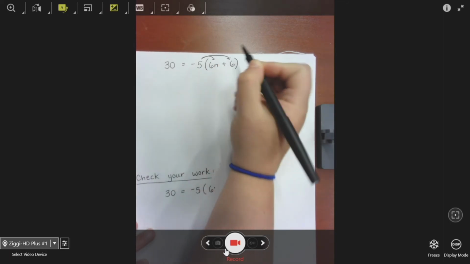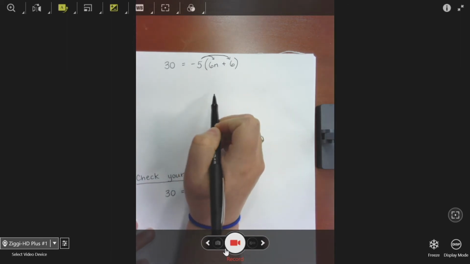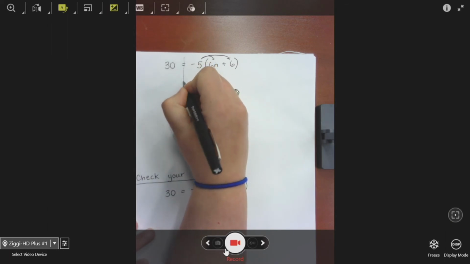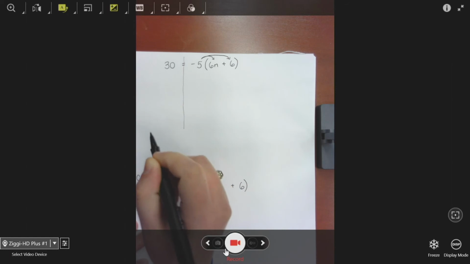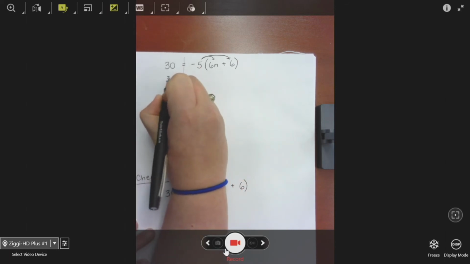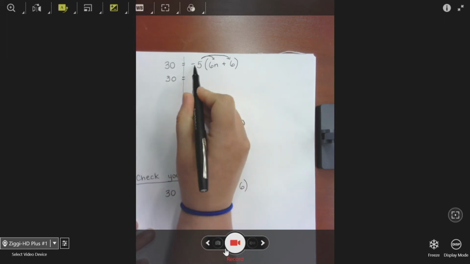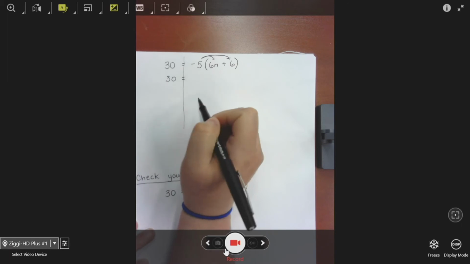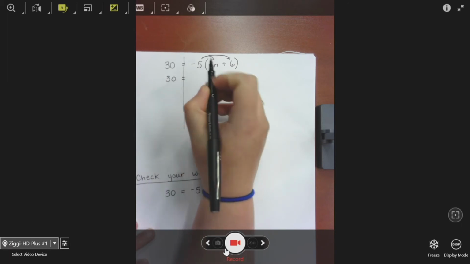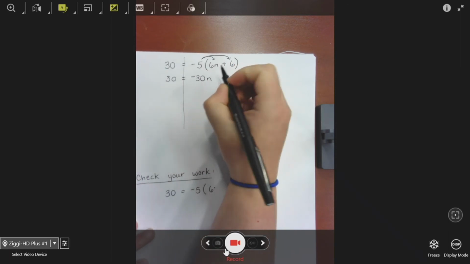That helps me to remember to multiply this outside number by everything on the inside. So I'm gonna draw a faint line down the middle here so you can see that we're lining it up. We keep everything on the right side the same, so I bring the 30 down. Negative 5 times 6n, so multiply the numbers. Negative 5 times 6 is negative 30, and we keep that variable.